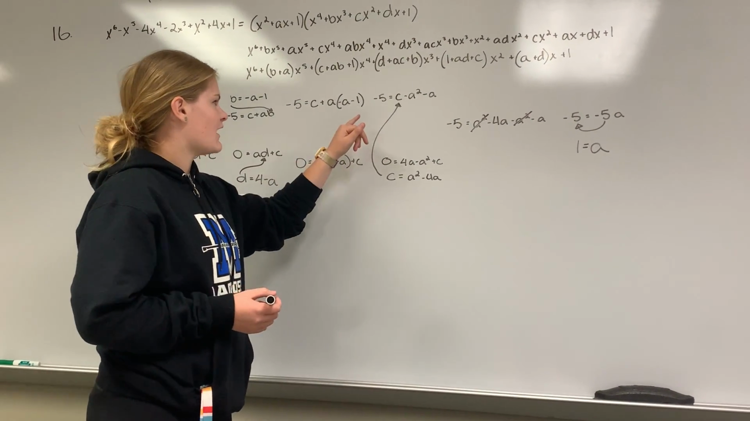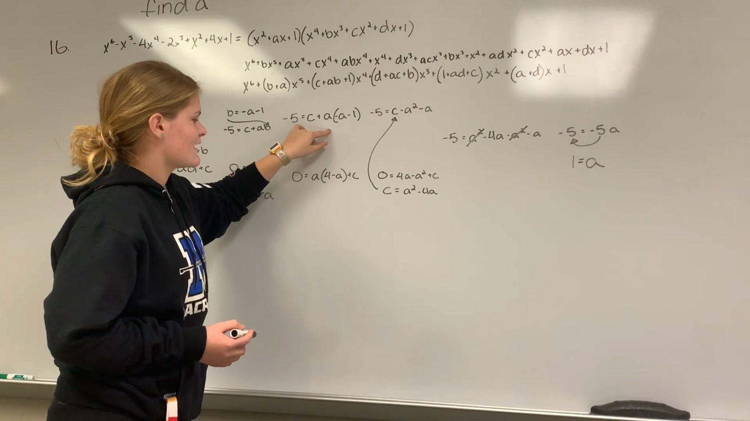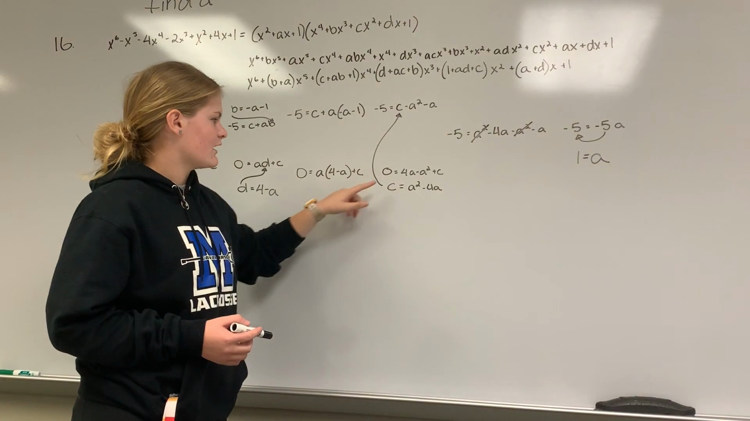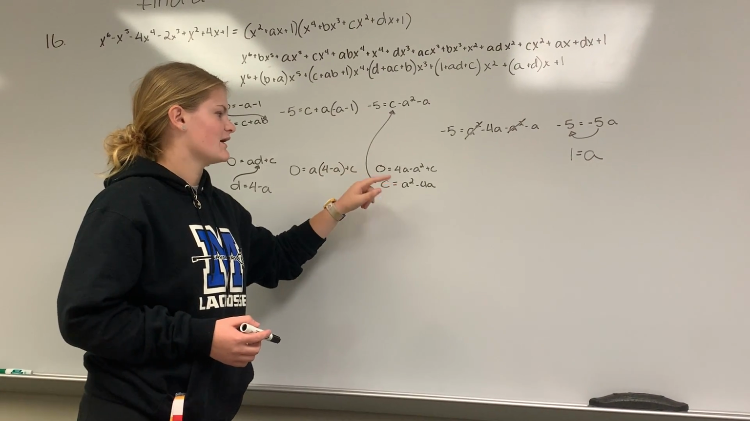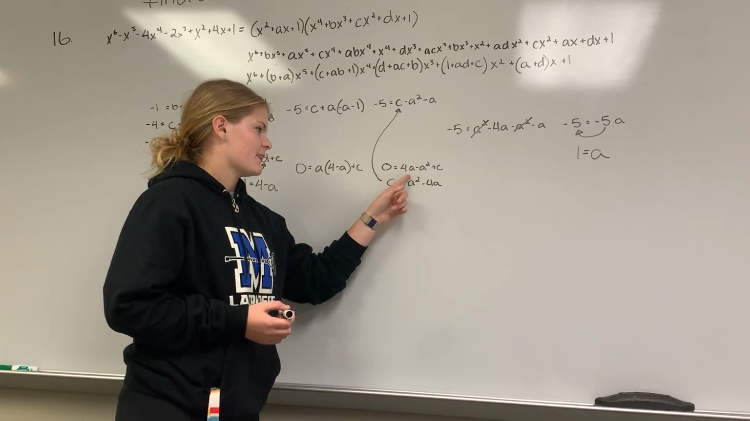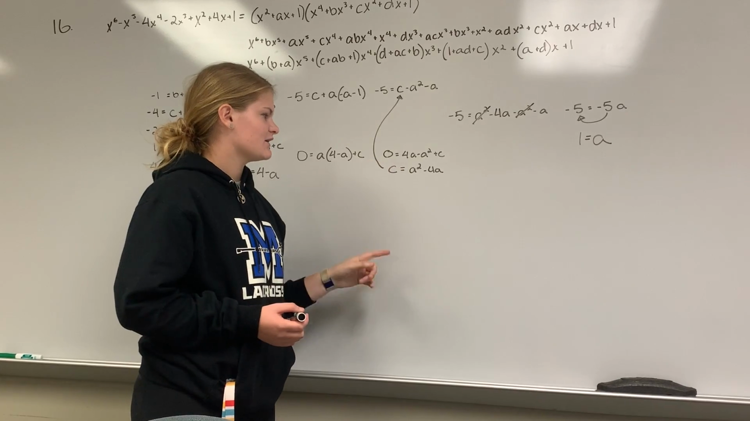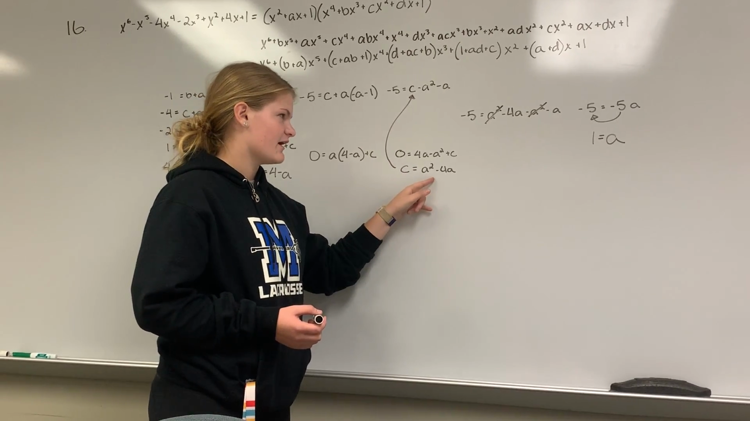So -5 equals c minus a squared minus a. That's what you get when you multiply this out. Do the same thing here, and you get 0 equals 4a minus a squared plus c. So what you can do is I subtracted the 4a and added the a squared to this side, so you have c in terms of a.